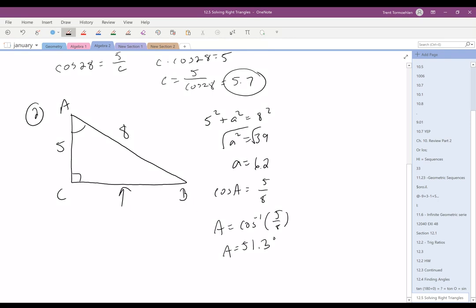And so for B, you could go and say that the sine of B equals also 5/8, and do the inverse sine of that. And so the inverse sine of 5/8 is going to give you 38.7. You could have also just subtracted 90 minus 51.3 to find out what that angle is.